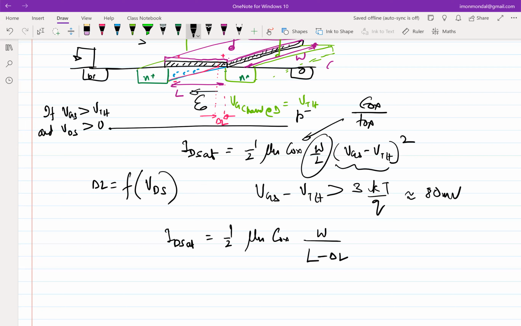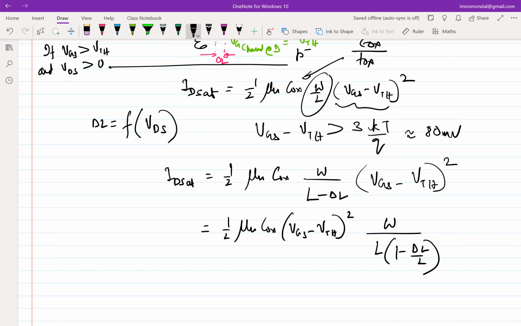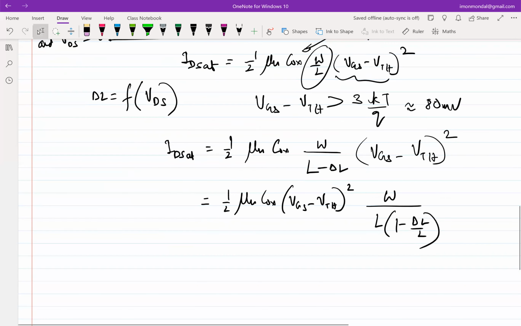So this L minus delta L, right? If I club these things together and express this as L within parentheses 1 minus delta L over L, and as it turns out, delta L is a weak function of VDS, right? That is how your transistor is. It was supposed to be 0, but it's not 0. There is a second order effect, and because of that, your delta L is finite. However, delta L is not a significant portion of L.